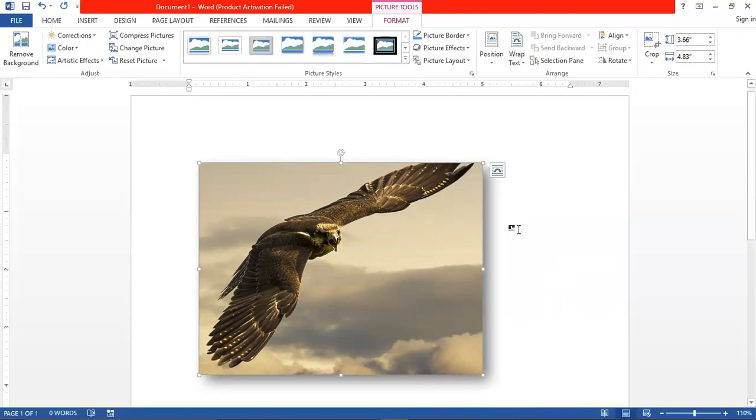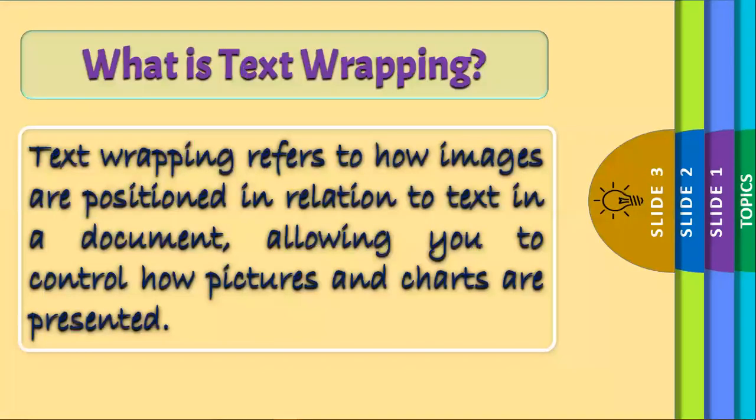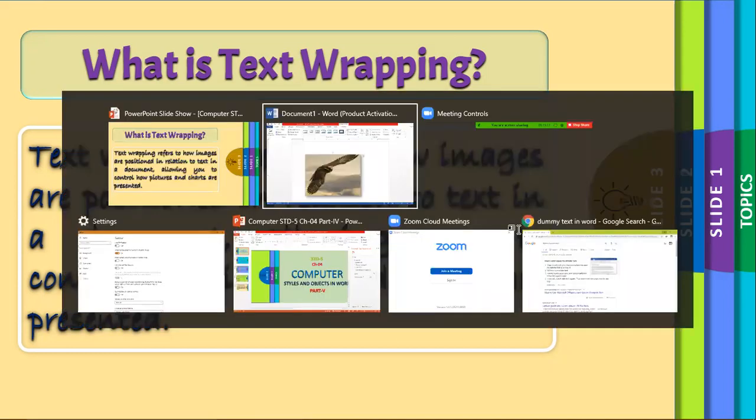So let's move to the third and last topic of today, and that is text wrapping. Now, what is text wrapping? Wrapping is a method or tool which refers to how the image will be positioned inside a Word document in relation with the text. Now, let me show you what it means.